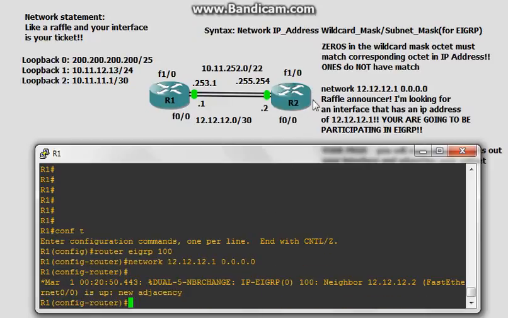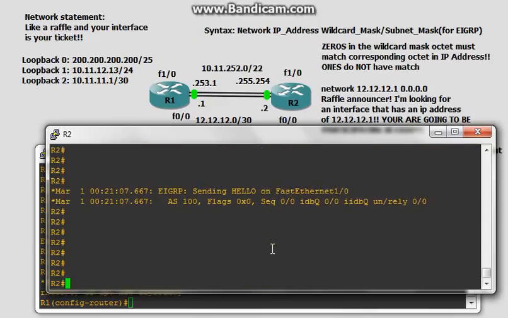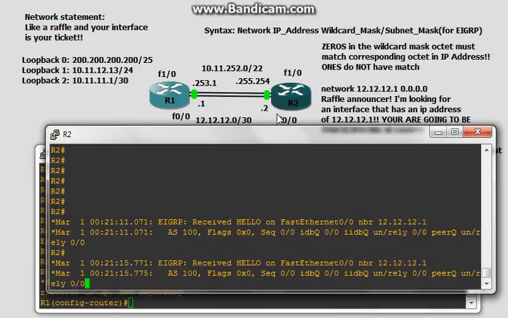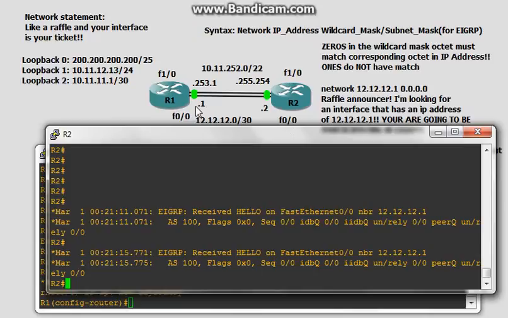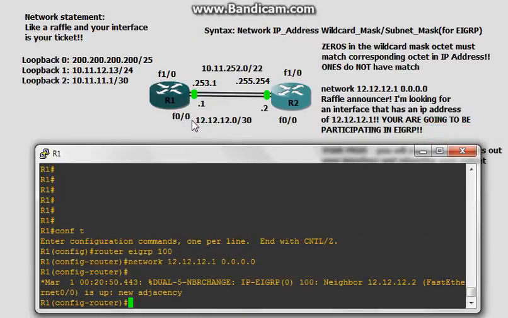So this guy, R2, was already configured, and I put some debugging on him. And you can see the hello packets, they're being sent out every 5 seconds by default for an EIGRP router. So you see that there? We received it on FastEthernet 0/0. So that proves that the interface won that raffle, and now he's advertising. He's sending out his hello packets, and he's advertising the subnet that he's in. Okay, so, all right, that's good.